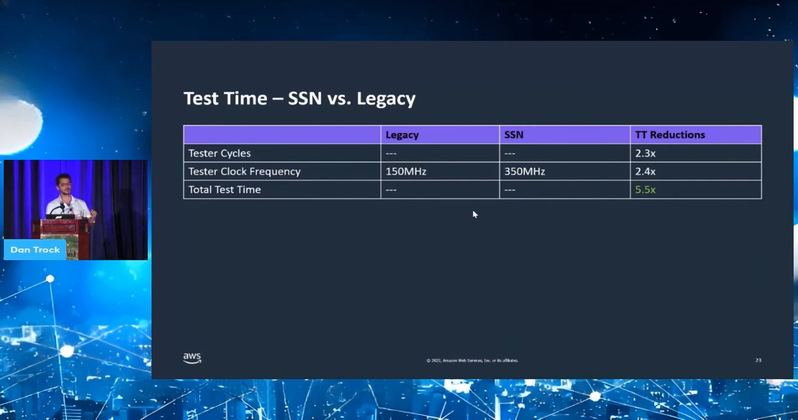Remember, we put some effort into speeding up the shift frequency of the legacy scan design, and had we not done that, the speedup would be even greater. So the folks on the test floor are very happy about it, and of course we reduced the operation costs, and test time is money. You all know about that. And this is what we achieved.